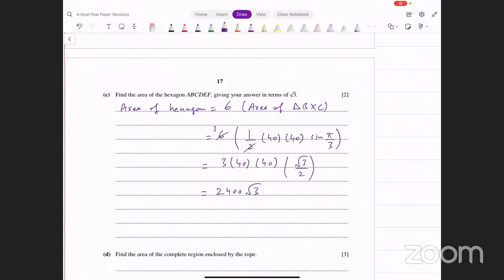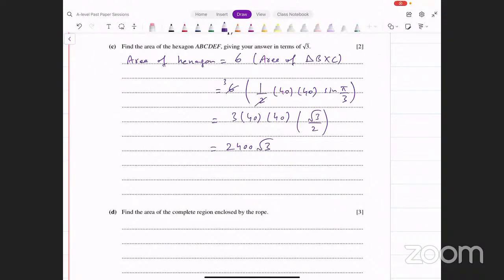All right. Any problems with this? Is this okay? That's the area of the hexagon. Let's move on. Okay. Achha, let's move on to the next one.